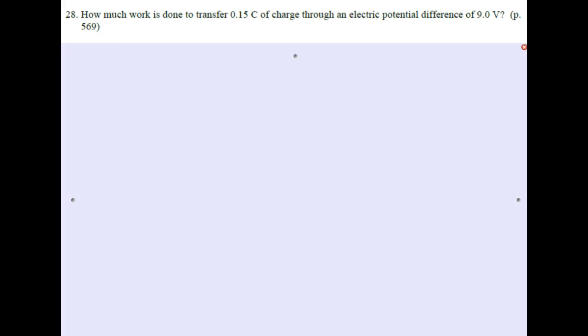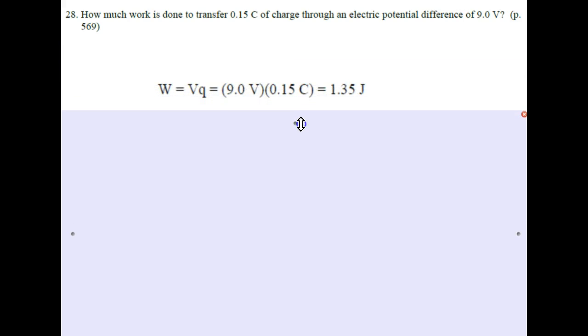Number 28, how much work is done to transfer 0.15 coulombs of charge through an electric potential difference of 9 volts? Same equation, but rearranged. So V is W divided by Q, and W would be V times Q. We've got our 9 volt potential difference times our charge of 0.15 coulombs that is moved. 9 times 0.15 is 1.35. To 2 digits, that would be 1.4 joules.